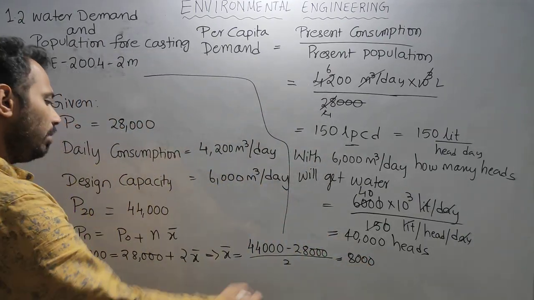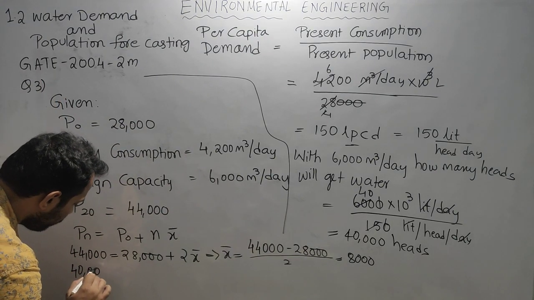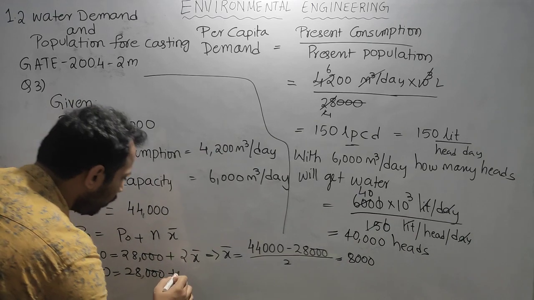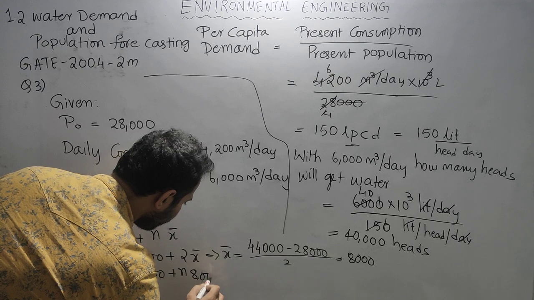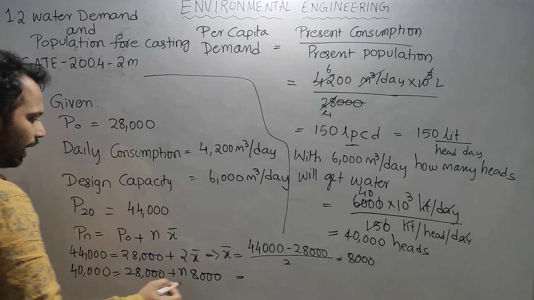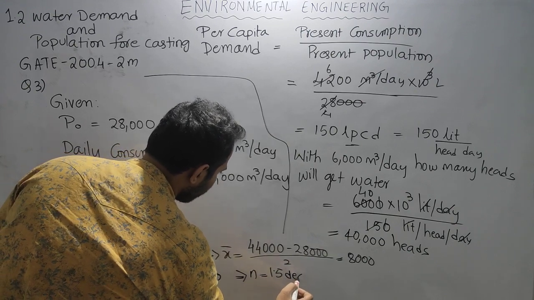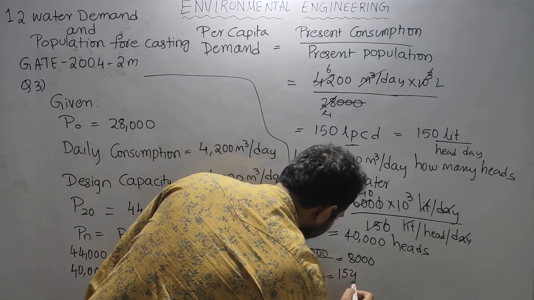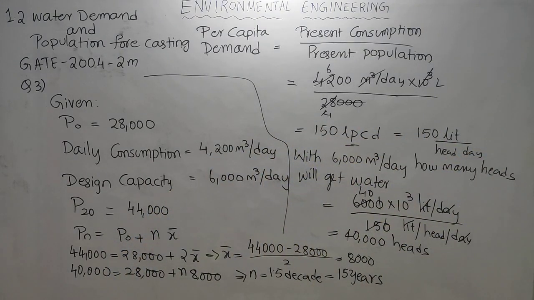8,000. So same formula I will use here. So this is 40,000 now. This is 28,000 only. So here I don't know number of years or decades. X bar is 8,000 now. So if you solve this, you will get N as 1.5 decade. That is equal to 15 years.